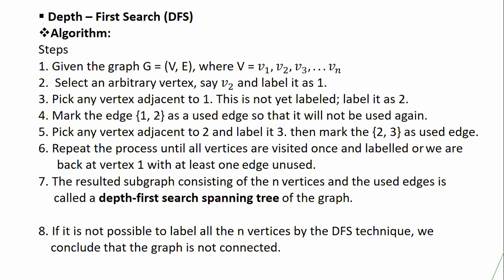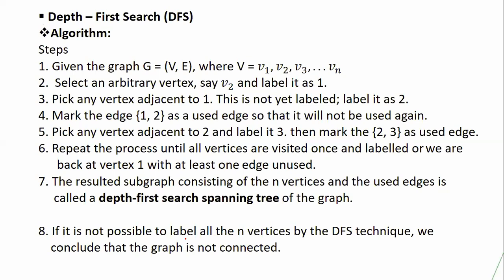So if you're able to do so, then you get the spanning tree. Now, if it is not possible to label all the vertices by the DFS technique, we conclude that the graph is not connected. By being able to visit all the vertices once without any issue, then we say that the graph is well connected.